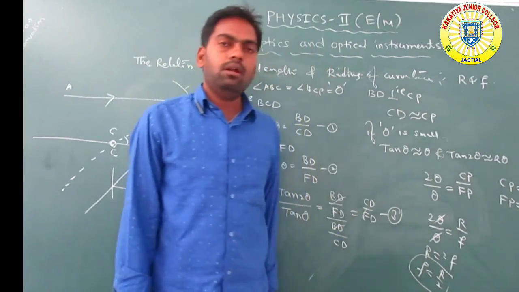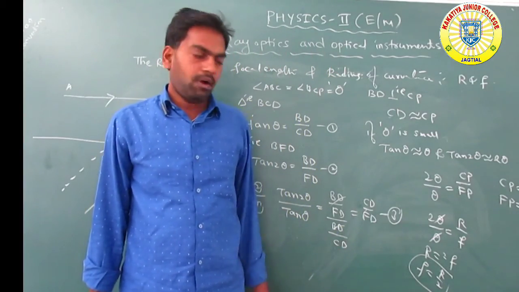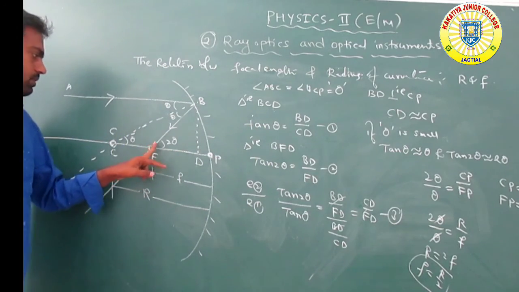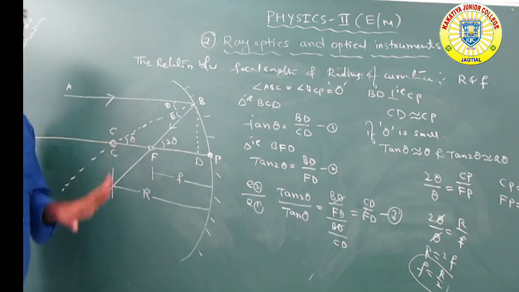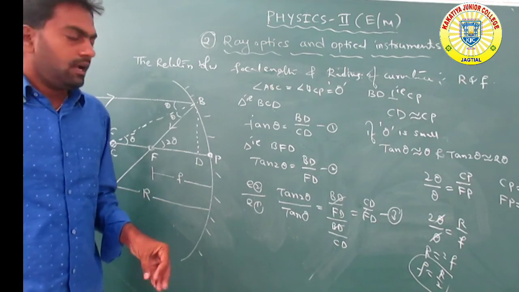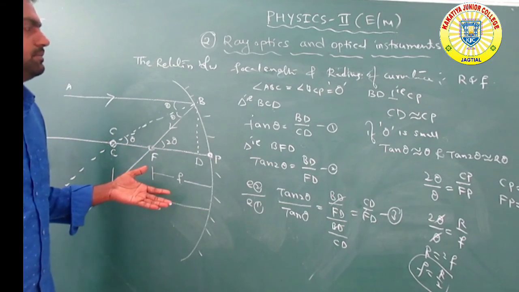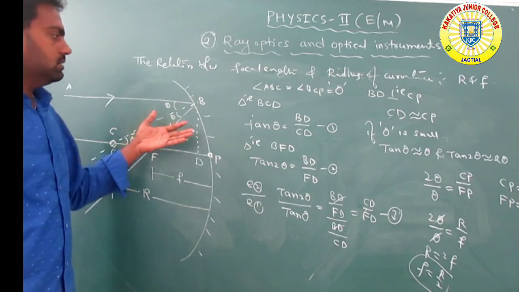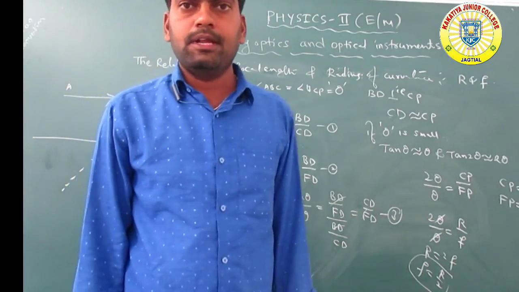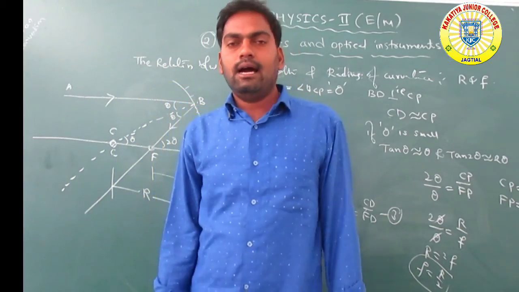So now prove that R is equal to 2F, or F is equal to R by 2. What is the focal length and what is the radius of curvature? Now prove that R is equal to 2F. Okay, got it. Now we discuss another topic.